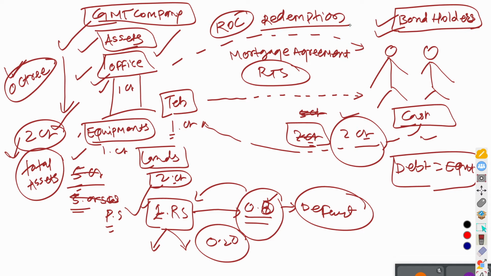And here, if any default event occurs, or the company files for bankruptcy, or an unexpected event happens, then you would say it is a delisting of securities event as well. Delisting of securities. Is this the only one way to delist the securities?